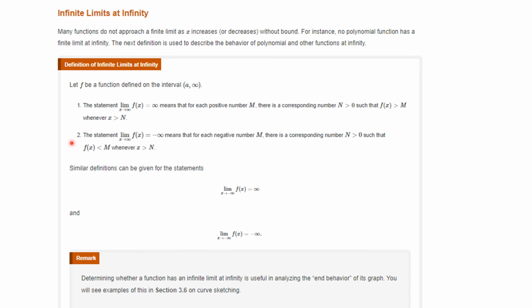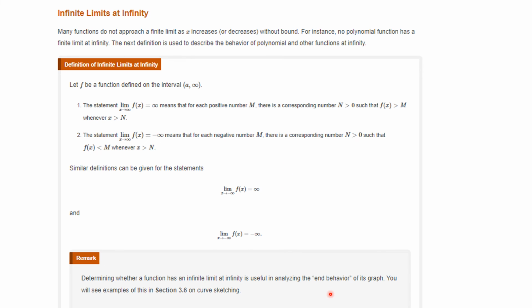And the statement the limit as x tends to minus infinity of f of x equals minus infinity means that for each negative number m, there corresponds another number n such that whenever the absolute value of x is greater than n, that forces f to be less than m. Now similar definitions can be used if you switch things with minus infinity.